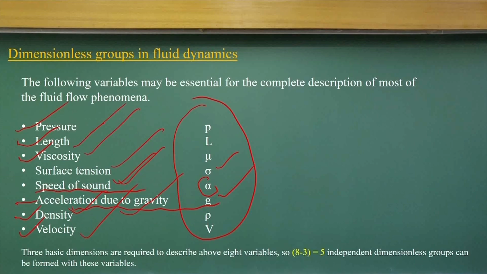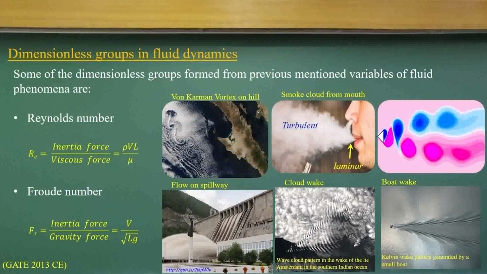Okay. See, if you look at how many there are, there are 8 variables, of which 3 are basic variables. So, all these 8 variables can be made into 5 independent dimensionless groups. That is the concept in fluid mechanics. Most of the fluid flow problems, nowadays you do very extensively in different ways, but most fluid flow problems we can define with these 8 variables. That means we can group them into 5 independent dimensionless groups. So, what are they? Now, I can show you the figures.